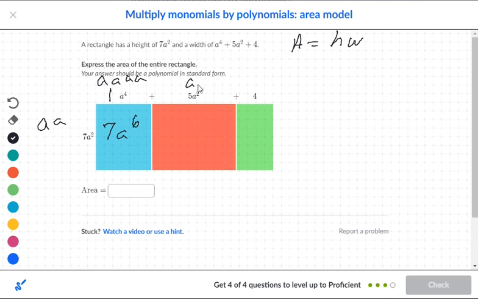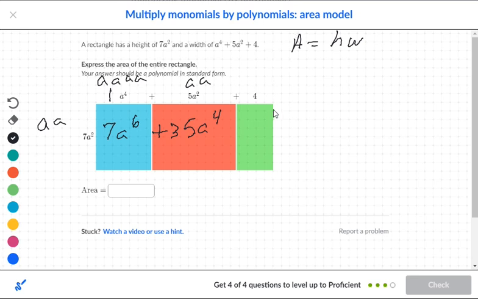I got 5a to the 2nd, so that means there's 2 a's. So 7 times 5 is 35. I have 2 a's, that's 2, 3, 4. So this is a to the 4th. Now that would make sense because the highest degree is 6, so the next one's got to be less than 6. Sometimes it might be a 5, sometimes in this case here it went down to a 4. There is no sign in front of the 35, so I'm going to put down a plus sign. So if you have no sign there, put down a plus sign.